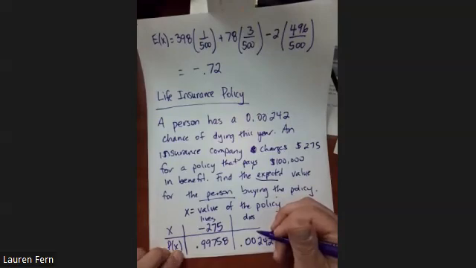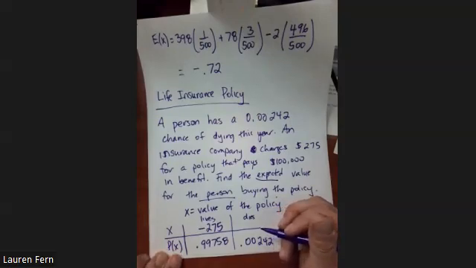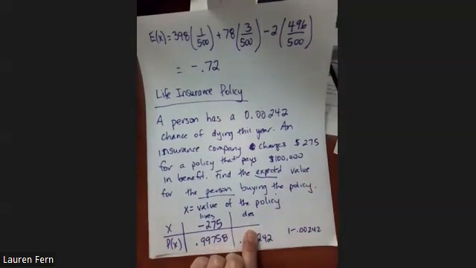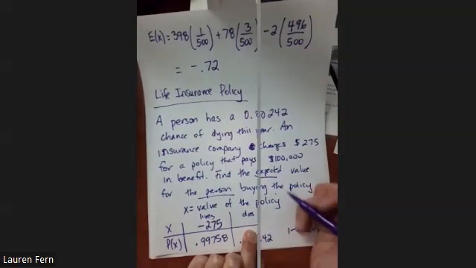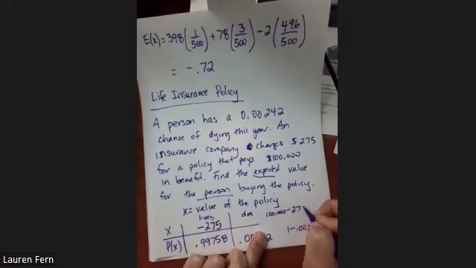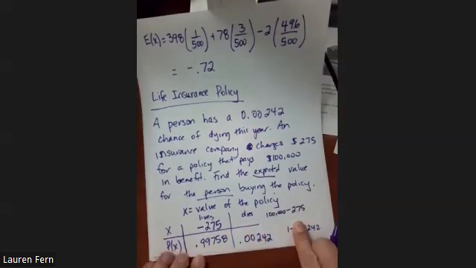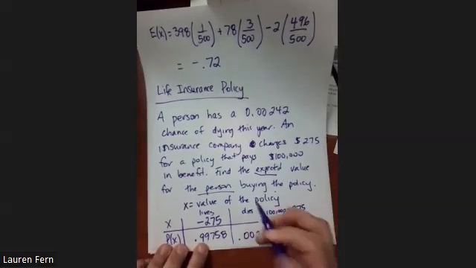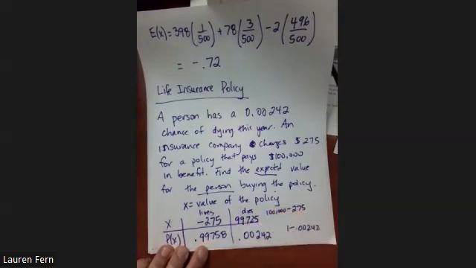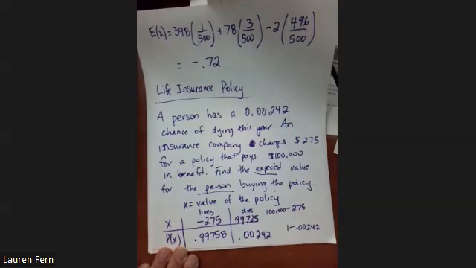Now, what happens if this person dies? Their family, we'll pretend this person isn't a very pleasant human being, gets $100,000 less the $275 that they spent on the policy. So if the person dies, the family comes away with $99,725. Do you see how I got these values here?